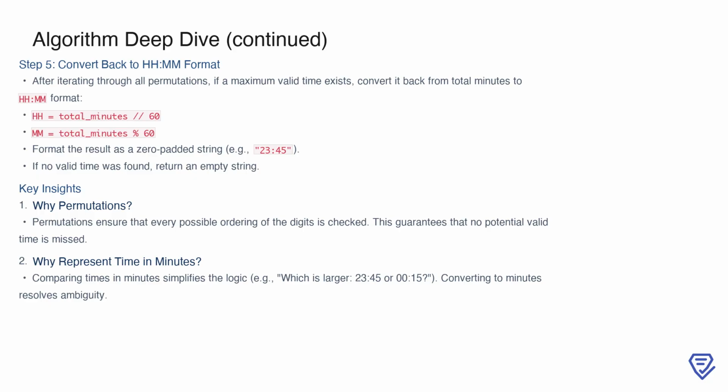The key insights here include the use of permutations to ensure all possible orders of the digits are checked and the conversion of times into minutes for straightforward comparisons. This approach eliminates ambiguity when determining the largest time.